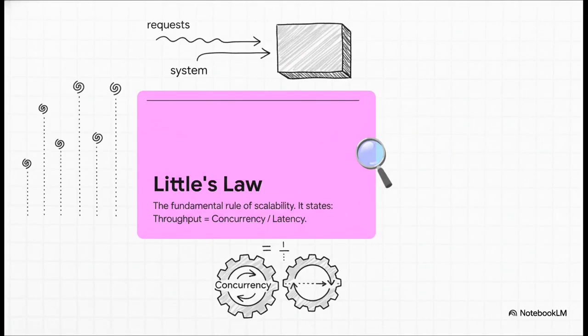Well, the answer really comes down to a fundamental rule called Little's Law. It sounds kind of academic, but it's simple. It says that if you want to increase your throughput, handle more requests every second, you've only got two options. You can either make each request faster, or you can handle more requests at the exact same time. And that second one, that's concurrency.